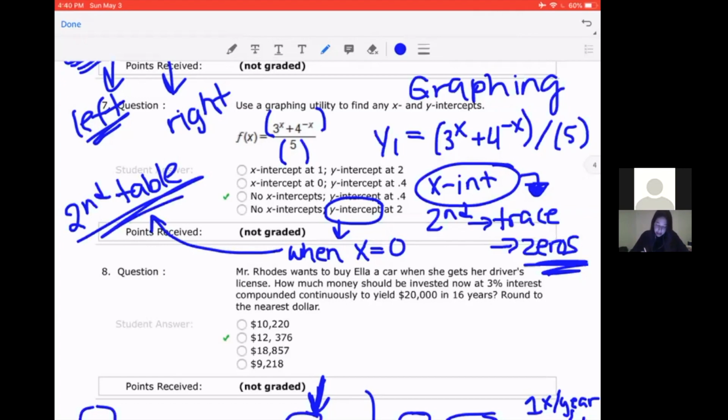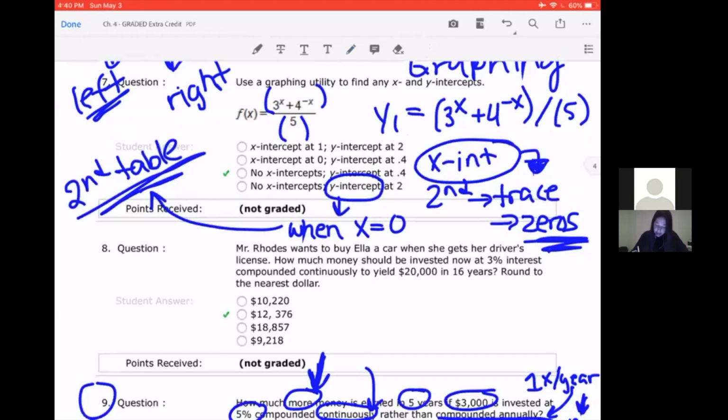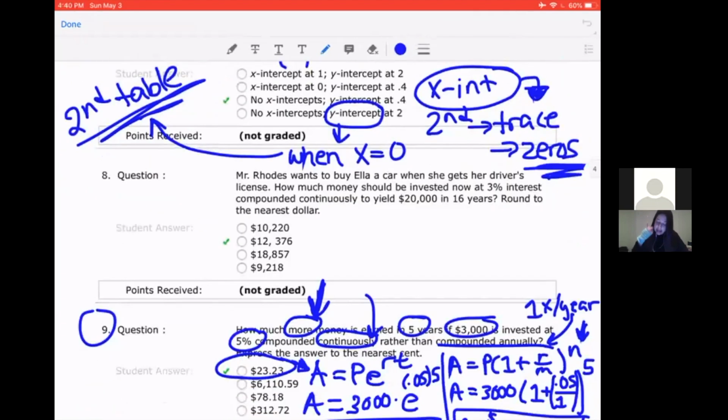All right. Down here for number 8, we have Mr. Rhodes wanting to buy Ella a car. Like I said earlier, your formula sheet is in Google Classroom under the test tab, and you are allowed to use that formula sheet tomorrow and Tuesday for the test. So he wants to buy her a car when she gets her license. How much money should be invested now? Compounded continuously. So just making sure that we're using the right formula.